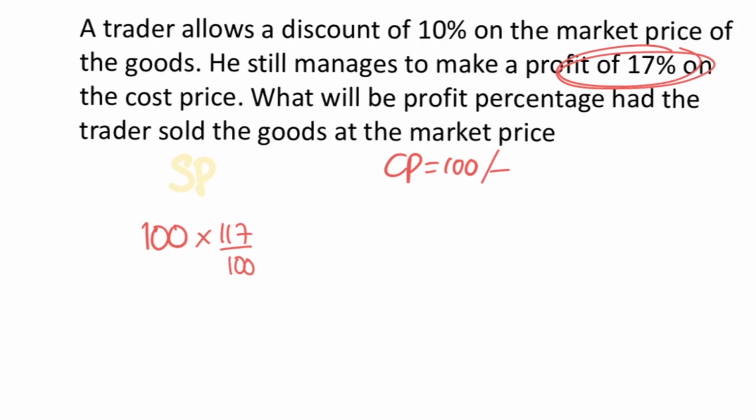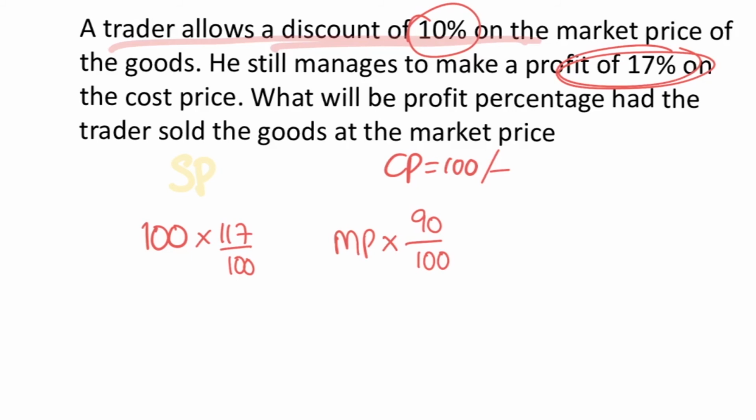And there is one more condition given. What is that? He allows a discount of 10%. And on what do we give discount? On market price only we give discount. How much percent discount is given? 10% discount is given. 10% discount results in 90% value.